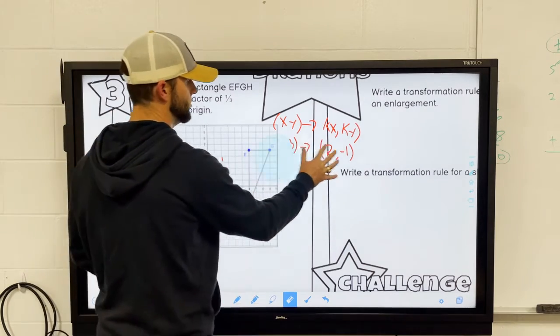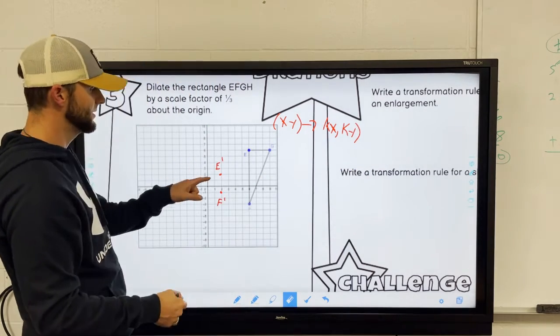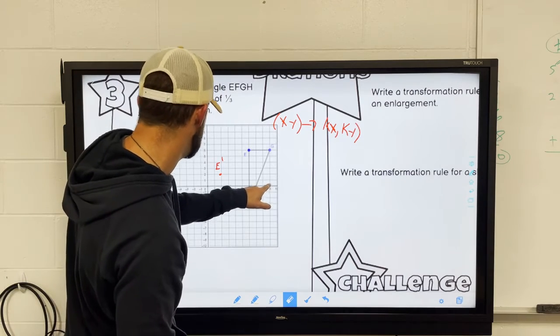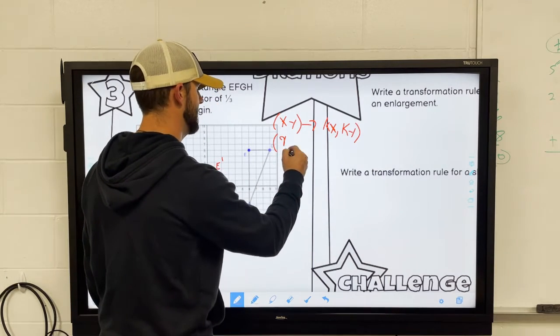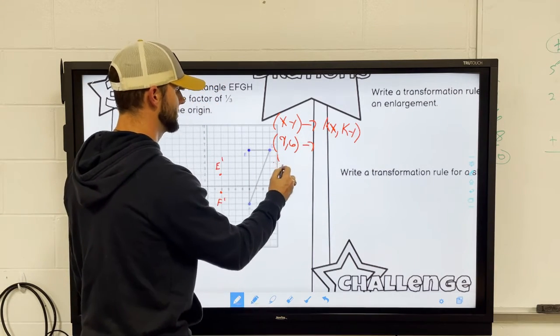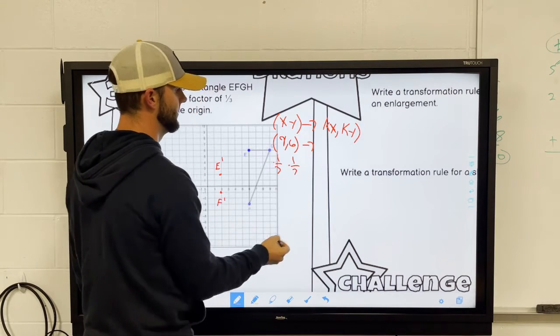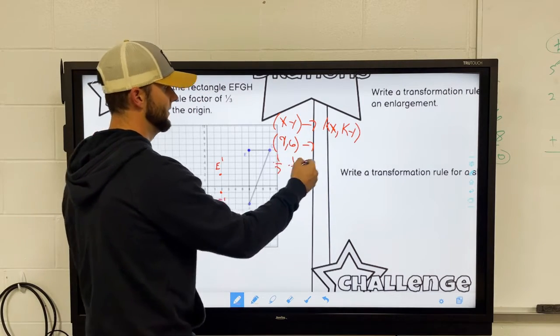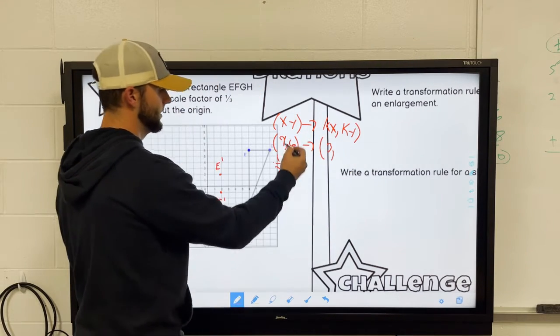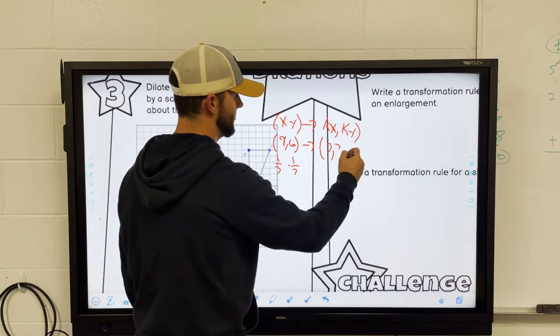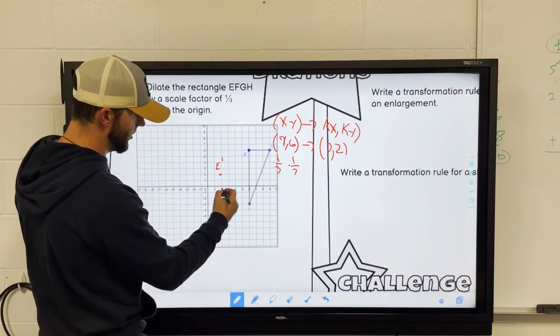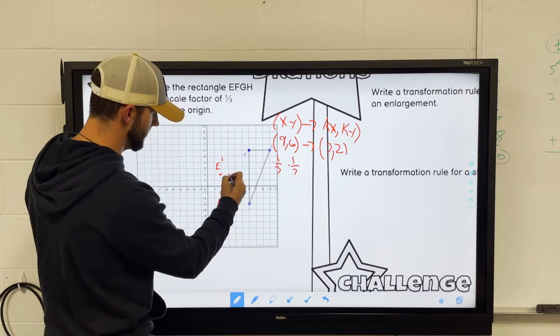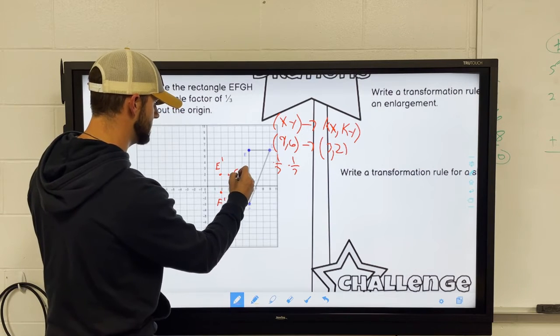Now let's go ahead and do G. G is sitting at, it looks like (9, 6) right now. I'm going to multiply each one of those by 1/3 again. So 9 times 1/3, or 9 divided by 3, is going to be 3. 6 times 1/3, or 6 divided by 3, is going to be 2. So my point is going to be over 3 and then up 2. This is going to end up being G prime.